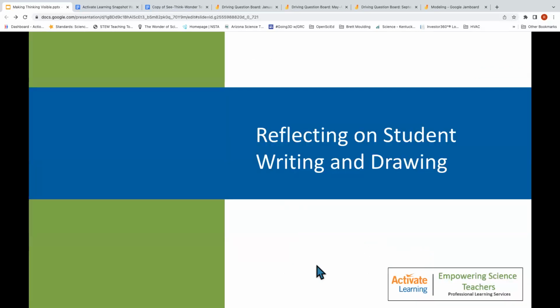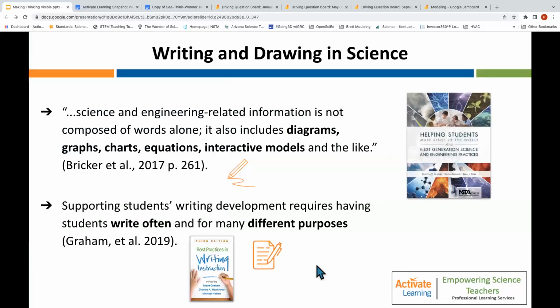So I wanted to engage you in just a short sense-making activity to show you some intentional structures on how to make this happen with kids. So now let's go into reflecting. What does research say about making thinking visible and writing and drawing in science?